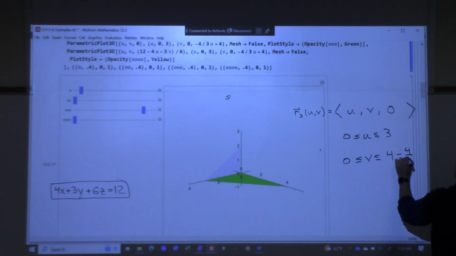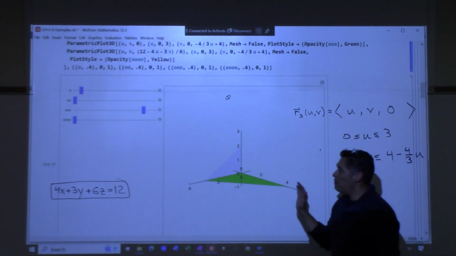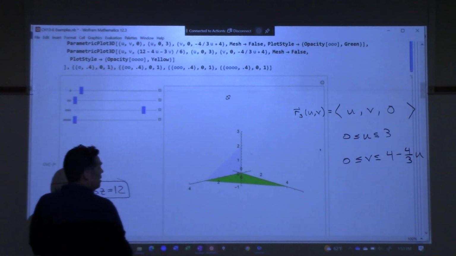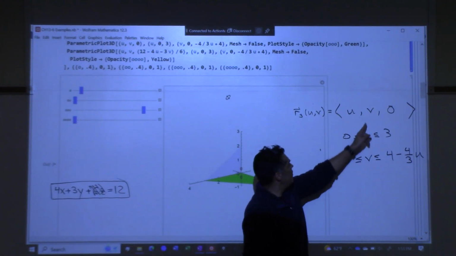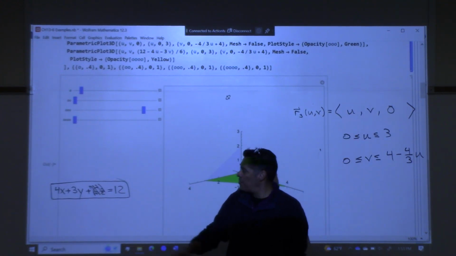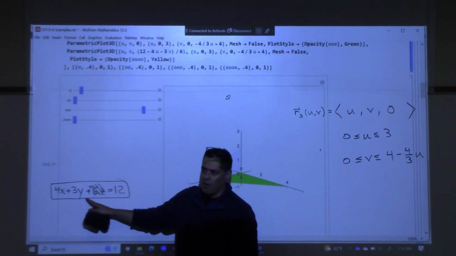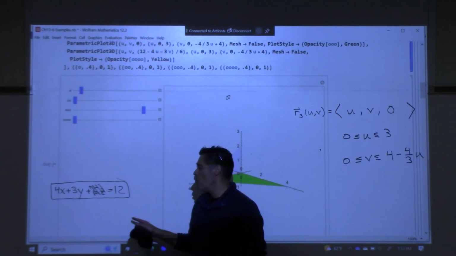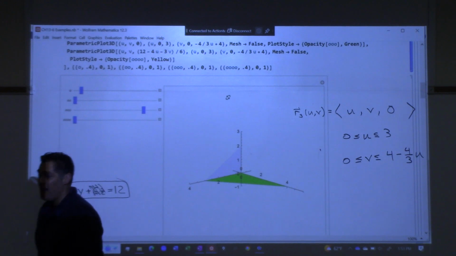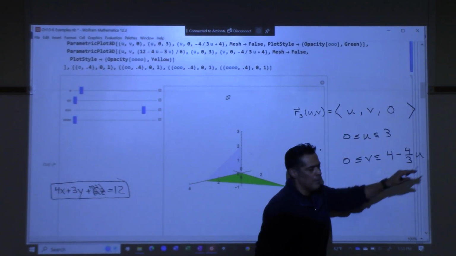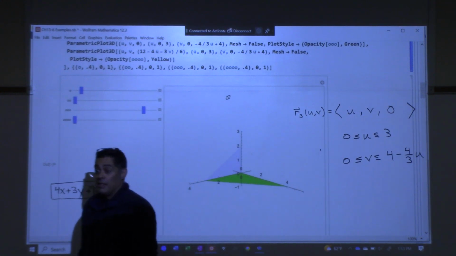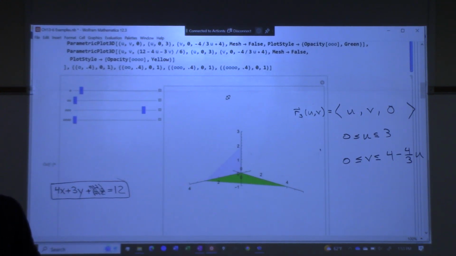So again, that's using the plane equation over here. And we're saying, okay, this time the z is 0, and v controls the y. So I solve this for y and divide through. We should get 4 minus 4/3 x, but x is u. So we replace the x with u, and we get that. This okay? You sure? No questions?